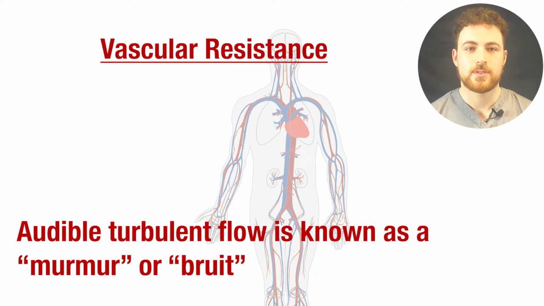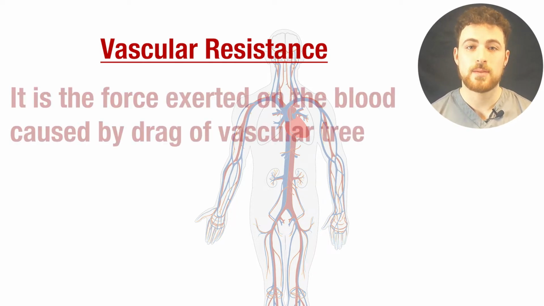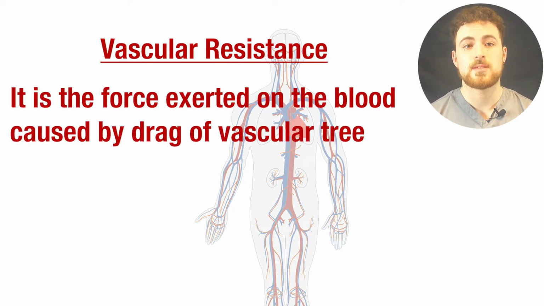The final parameter that we need to get our heads around is vascular resistance. Again, it doesn't fit into the Hagen-Poiseuille equation, but it's nevertheless incredibly important. Resistance is the force exerted by the interaction between the blood and the walls of the vascular tree. It is caused by friction or drag between the molecules of the blood and the vessel walls, and it opposes the forward flow of blood.